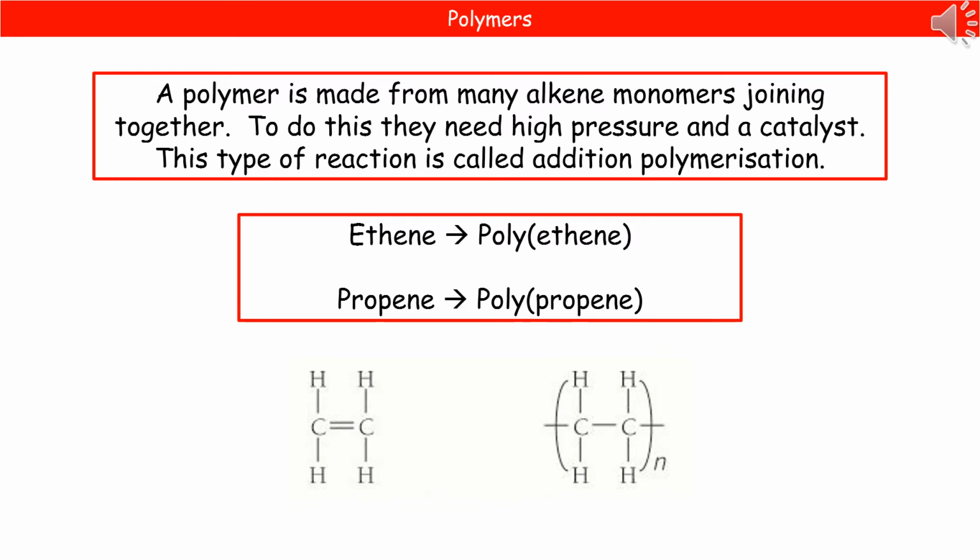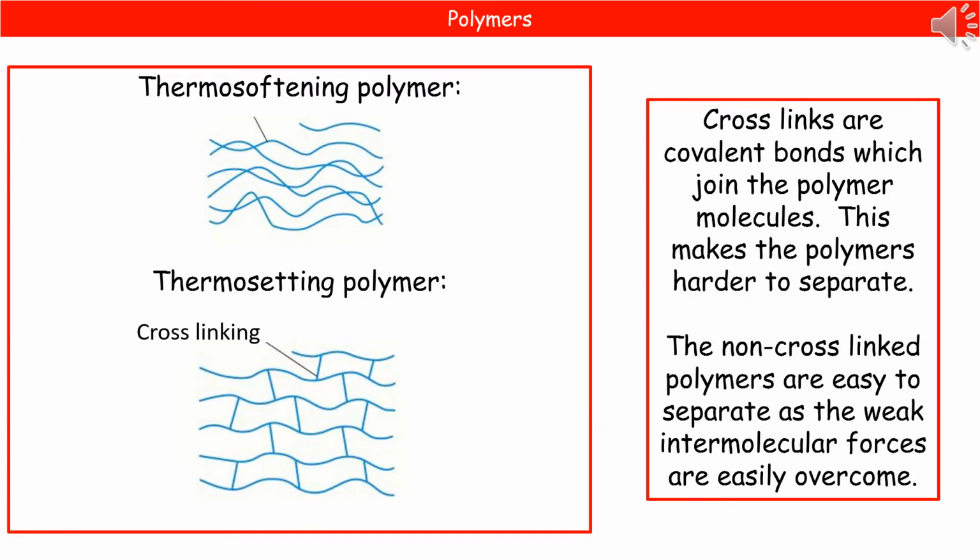Same kind of idea with our displayed formula at the bottom. On the left is the monomer, on the right is the polymer. So we lose the double bond in the middle, stick the little arms out the side, put brackets and a little n.